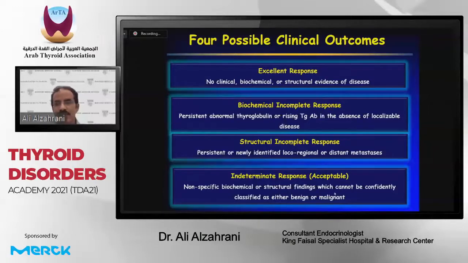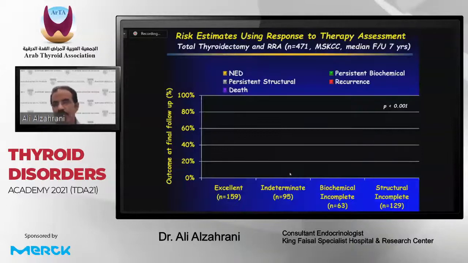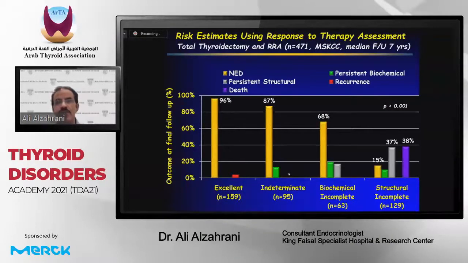And there are certain criteria that I don't have time to go over. And this dynamic risk stratification has been clearly shown to correlate with the outcomes. So patients in excellent response enjoy 96% no evidence of disease status, even after a long period of time, after 10 years.